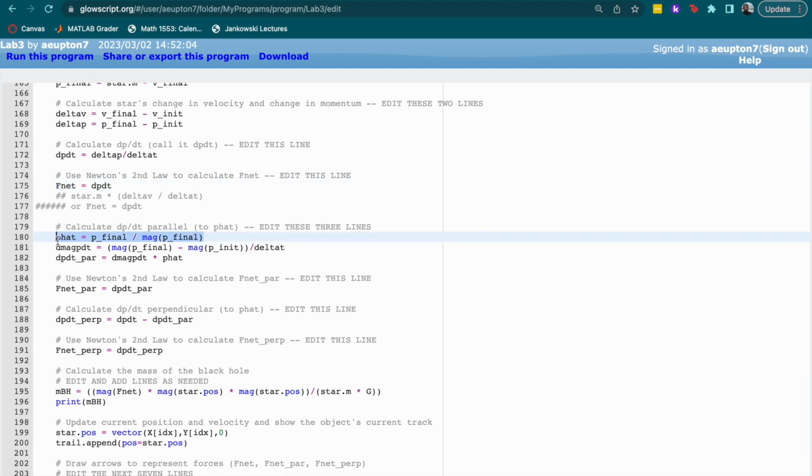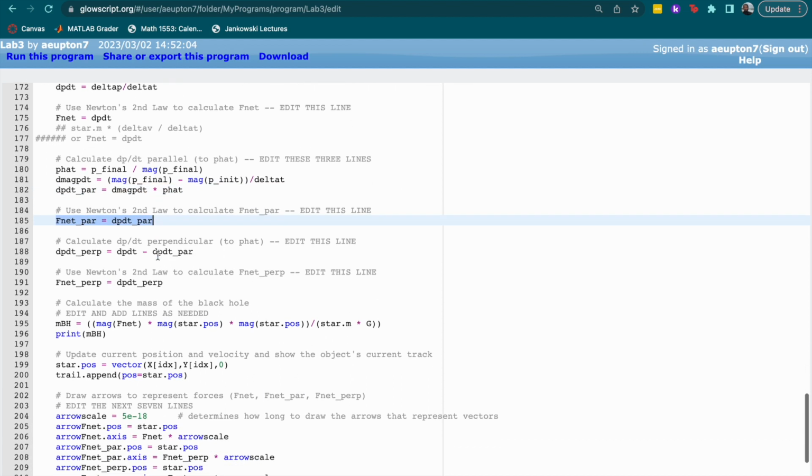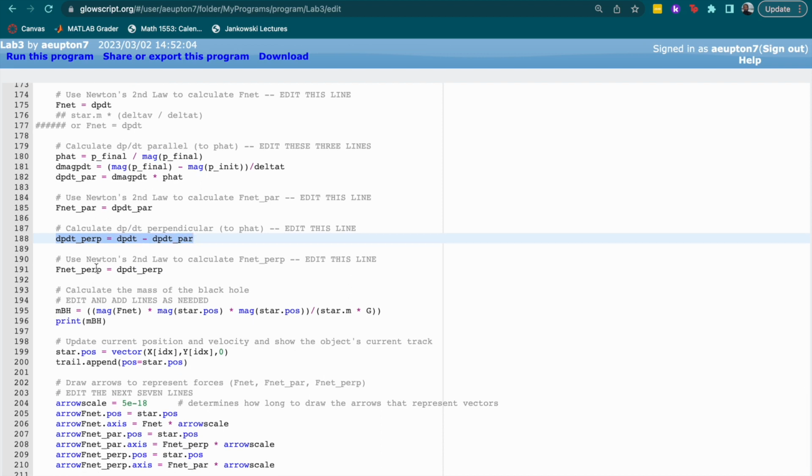Then here for P hat, it's just the vector divided by the magnitude. And the magnitude of this one is the same thing. So it's the change in magnitude over delta T. And here it's just the magnitude of P dt times P hat to get the parallel vector. Then here it's pretty similar. I'm using the parallel, then dp dt perpendicular to, this is just the total force, and then I set it equal to F net here.